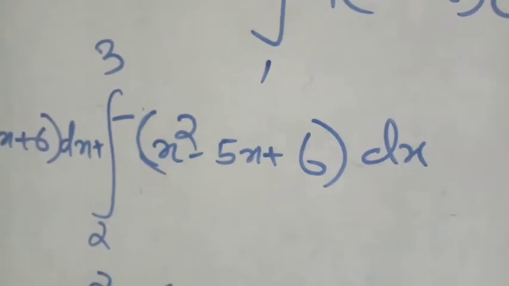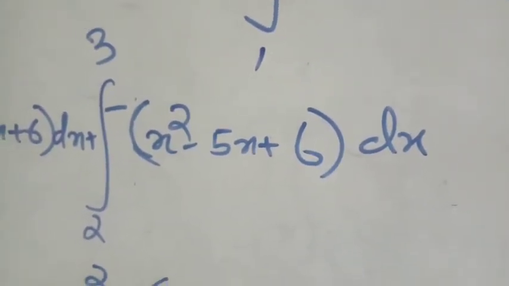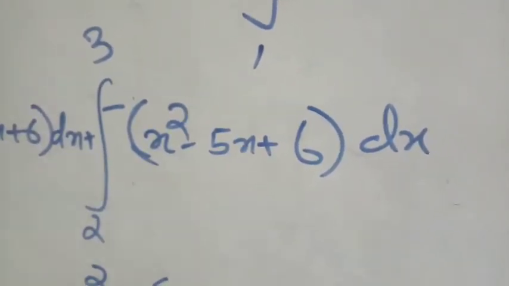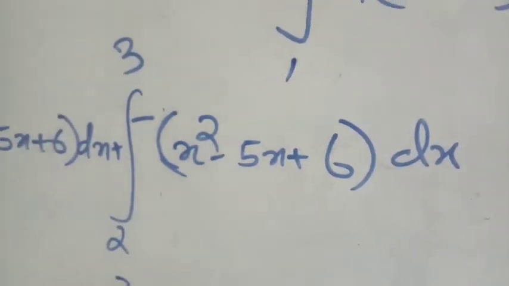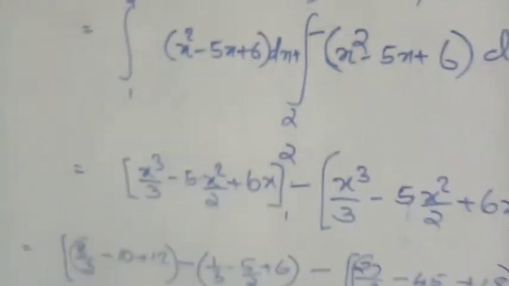Nobody should think it will become negative. It is only now that it becomes positive, because x square minus 5x plus 6 is negative in the region 2 to 3. Now by applying that minus sign, it will be positive. That is the nature of splitting the modulus symbol.